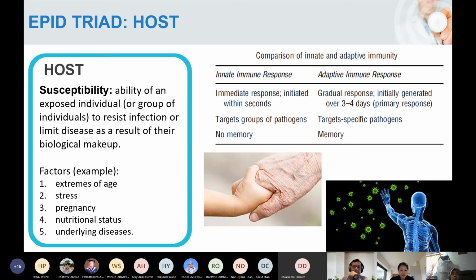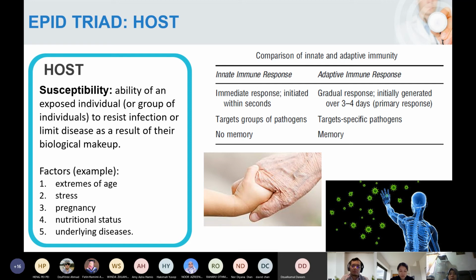Next is the host. Okay, host. How susceptible are we? Okay, ability of an exposed individual. Now we are all susceptible to COVID-19. Okay, sebab telah kena ada social distancing, wearing mask, wash hands and so on. But it is very much influenced by our age. Okay, stress level, jangan stress baru 2 minggu. Pregnancy state and so on. Our immunity level influences a lot on our susceptibility, and immunity can have two, the innate and adaptive.